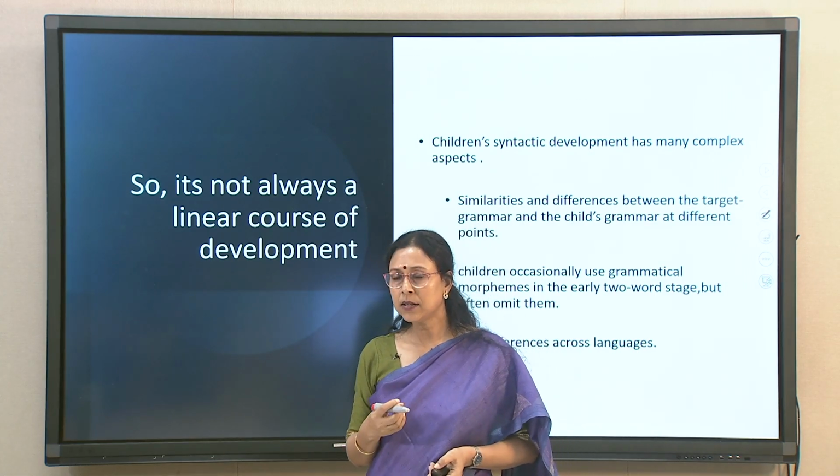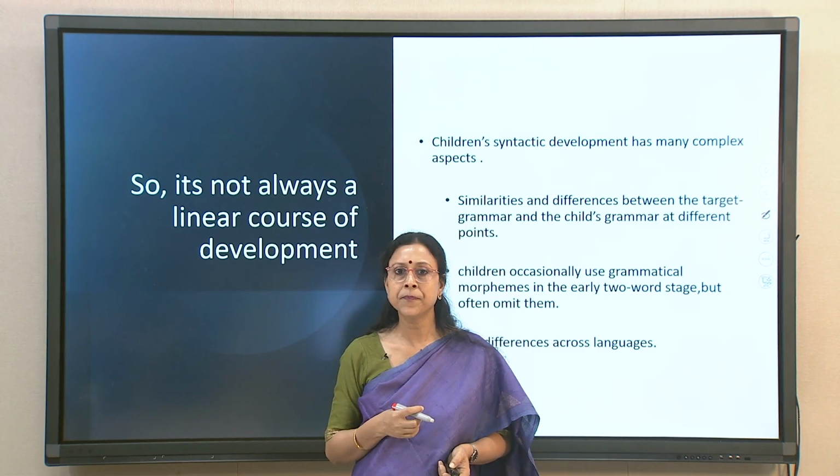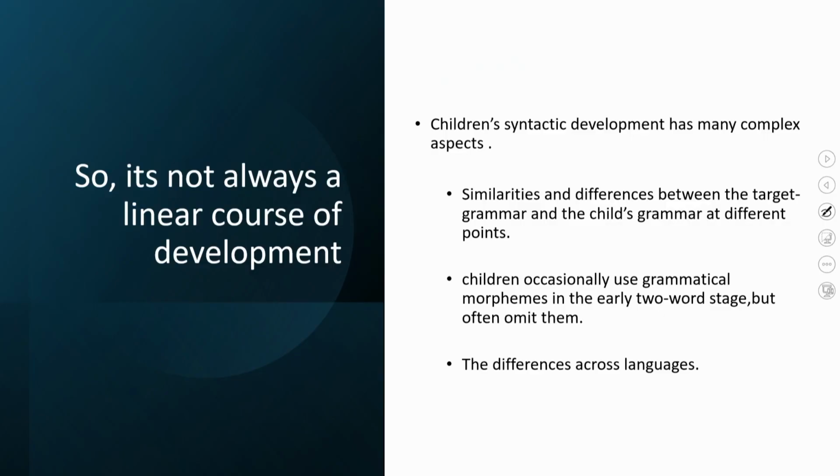So, the gist of the matter till here is that syntactic development of children has many complex aspects, and it is not always a linear sort of a thing. It is not like 2 words and then 3 words and then 4 words, and this will be the case everywhere. Of course, there is some amount of universality, but there are also a lot of variations across languages, across children, within the same language, even within the same child across different times. So, similarities and differences between the target grammar and the child's grammar might differ at different points.